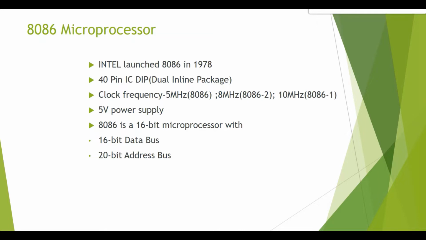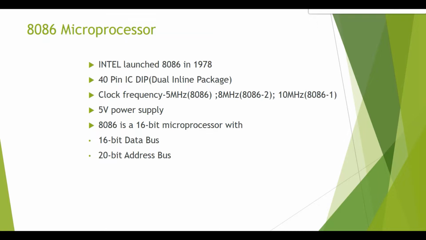And in the 8085 microprocessor we do not have a powerful instruction set. In the 8085 microprocessor we cannot do operations on characters or strings. So to remove all these drawbacks, in 1978 Intel launched a new processor, the 8086 microprocessor.